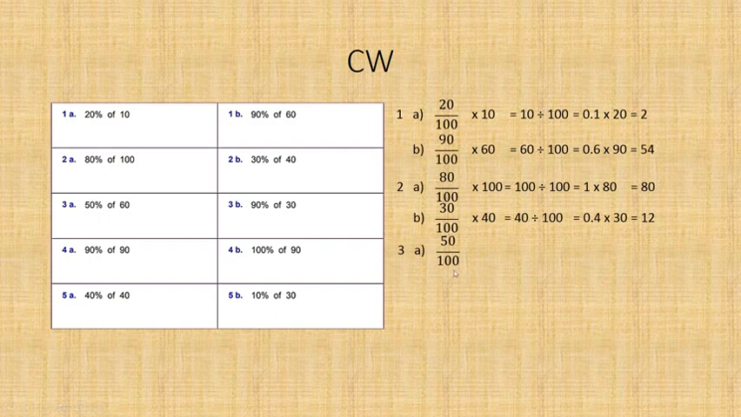So 50% of 60 is going to be 50 over 100 times 60. Taking the 60 divided by 100, which equals 0.6. And take this 0.6 multiplied by 50, the answer is going to be 30. So 50% of 60 is equal to 30. Or you can think it mentally. 50% of 60 means half of 60, which equals 30.